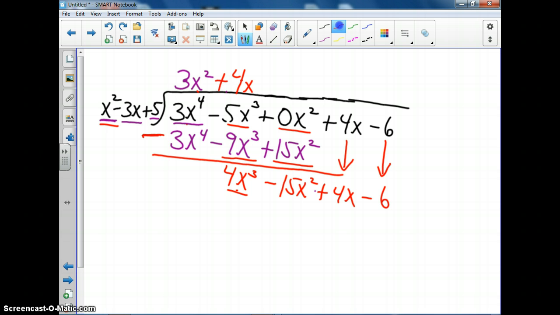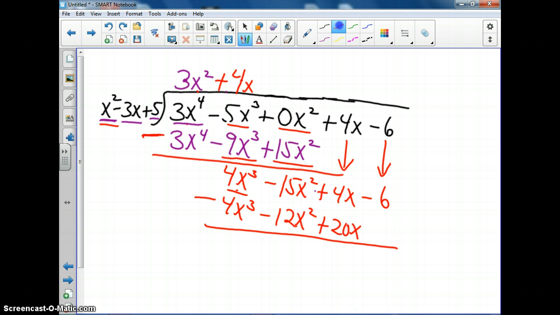What do you do next? Multiply. So 4x times x squared is how much? 4x cubed. Good. 4x times negative 3x is negative 12x squared. 4x times 5 is positive 20x. You're right. What do you do next? You subtract. On your line, you subtract.